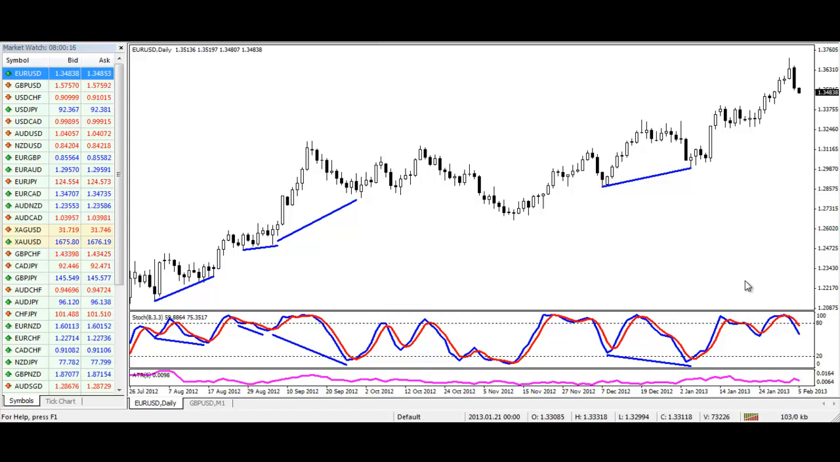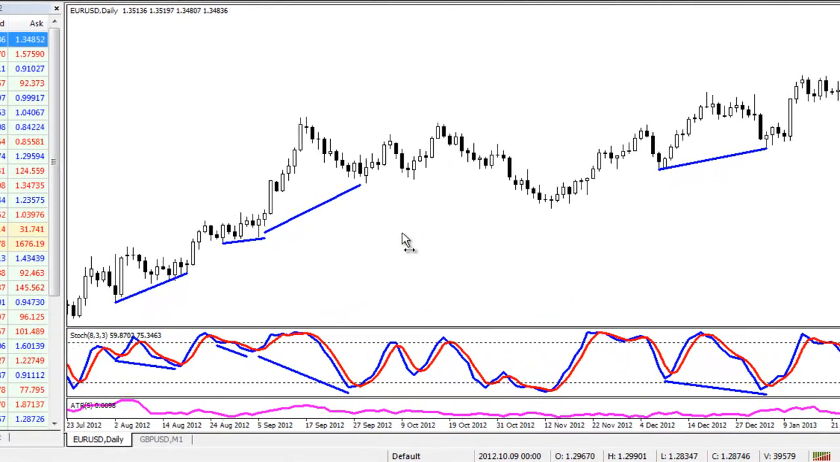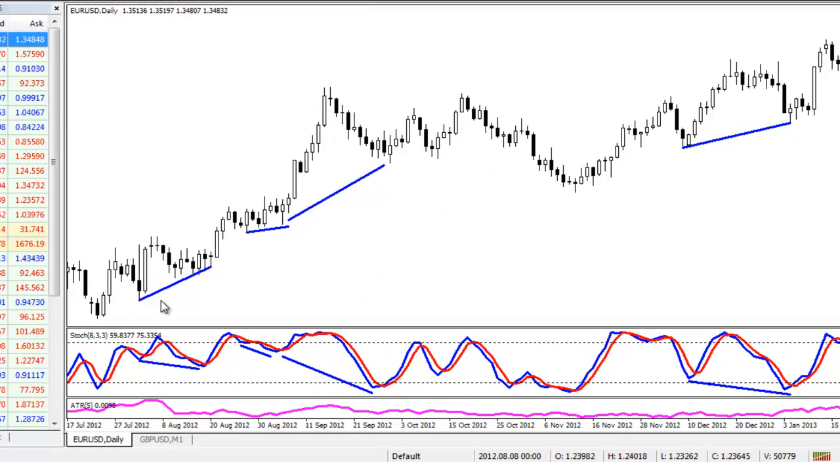Now we're going to be focusing on the continuation strategy. The continuation strategy is based off of continuation divergence and is primarily traded off of the daily charts. In front of us we've got the Euro USD daily chart, and the blue lines here actually show us the continuation divergences that have occurred throughout this upward trend. We're going to work through each one individually so that you can understand exactly how the continuation strategy works.